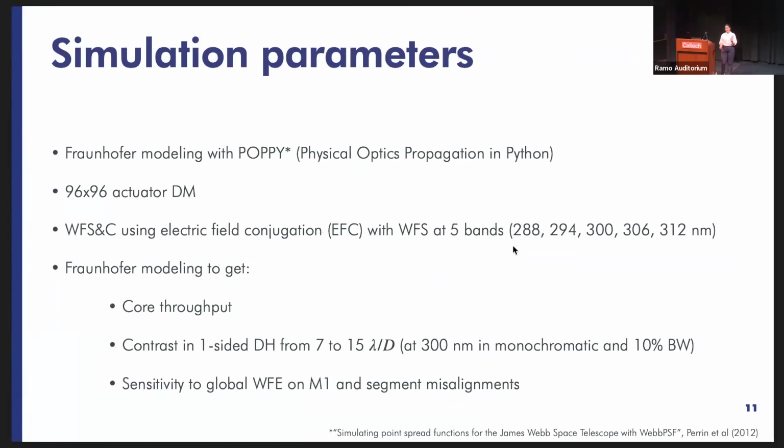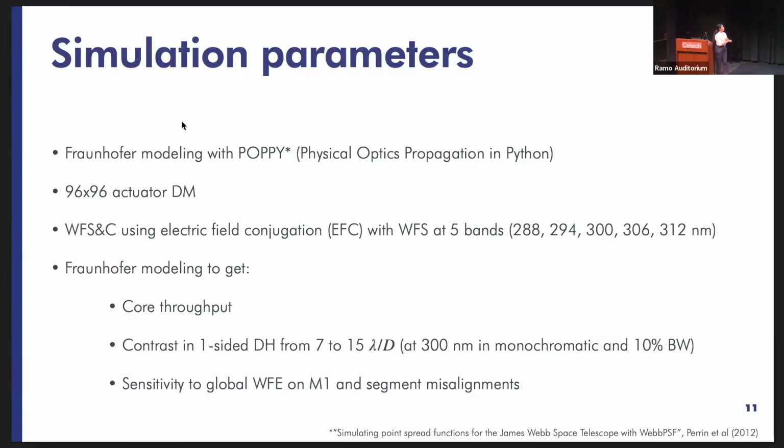So we're starting with some Fraunhofer modeling using POPPY, and because we're going only from the pupil to the image planes, we are considering only a single DM, 96 by 96 actuators at this point, so we have a one-sided dark hole. Our wavefront sensing and control is done using electric field conjugation, and we're taking all 3 coronagraph architectures with the 3 telescope pupils, so we have 9 combinations in total.